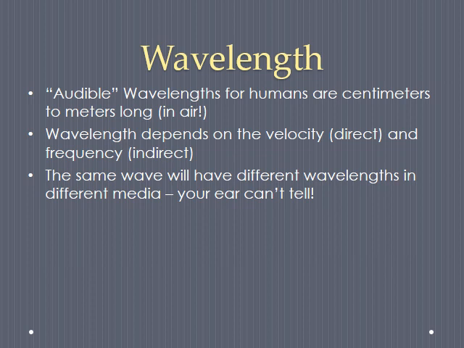So the wavelength of sound is not something that we can detect. We can't tell for certain what the wavelength of a sound going in our ear is. We don't have any means of measuring that. But in general, audible wavelengths are between centimeters and meters long. Since the wavelength depends on velocity and frequency, if you move to a different medium, the same wave is going to have different wavelengths, but your ear can't actually tell the difference.